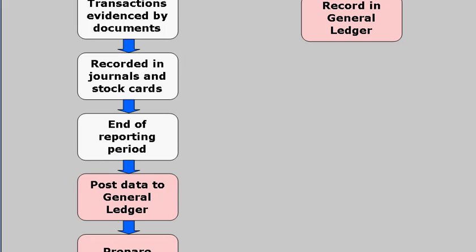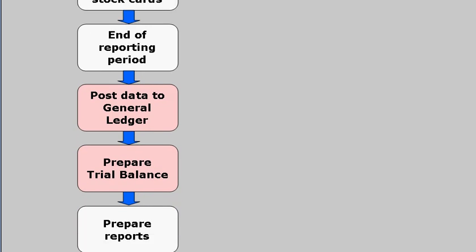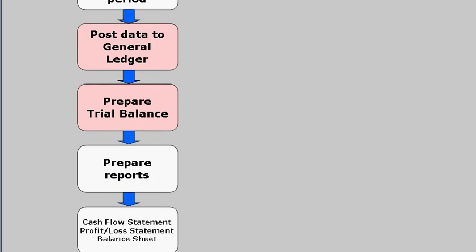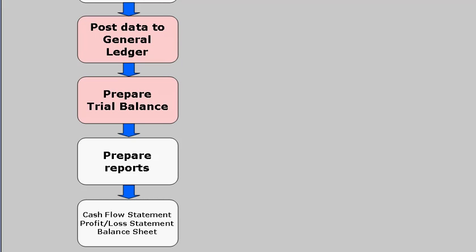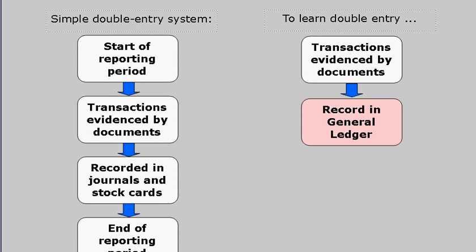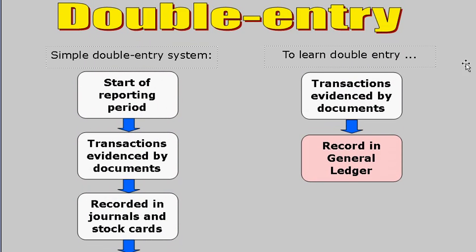We have the end of the reporting period where we post the data to the general ledger, we prepare a trial balance, we prepare the reports, which are the cash flow statement, profit and loss statement and balance sheet. That's the simple double entry accounting process. However, to learn double entry, we're going to do it this way.